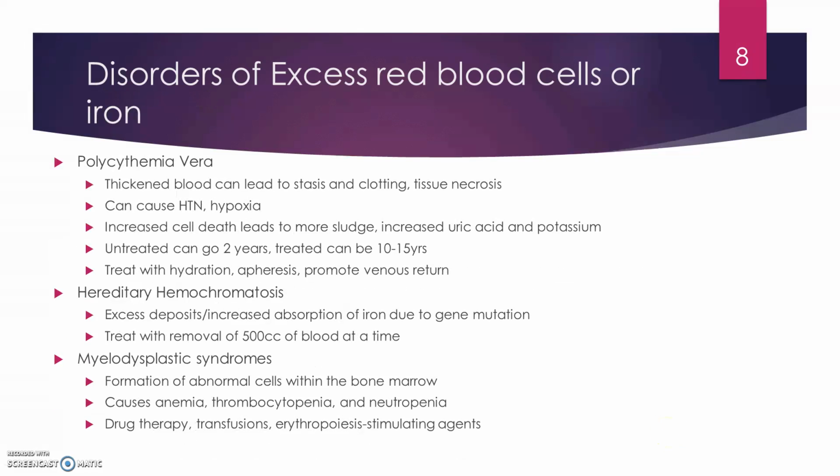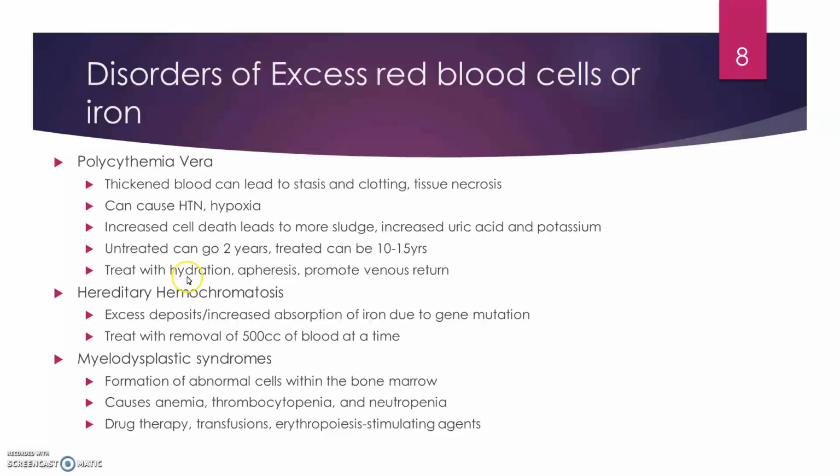Excessive red blood cells, probably the one that I've heard the most would be polycythemia vera. That's just production of too many, so it causes thickening in that blood, causes hypertension, and can cause hypoxia because you're not oxygenating all those cells well. So this leads into more sludge, strokes, and issues like that because your blood is getting too thick.